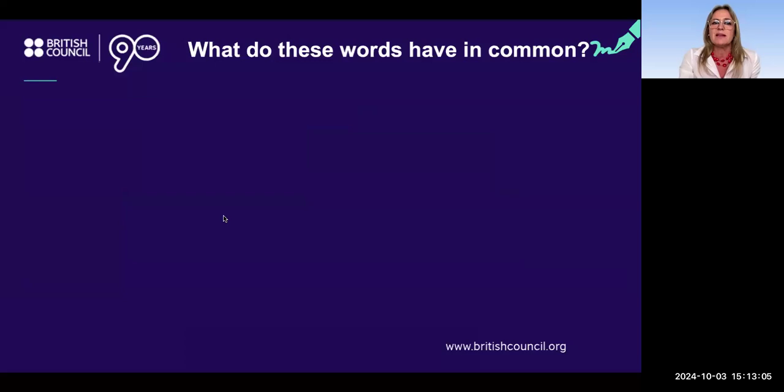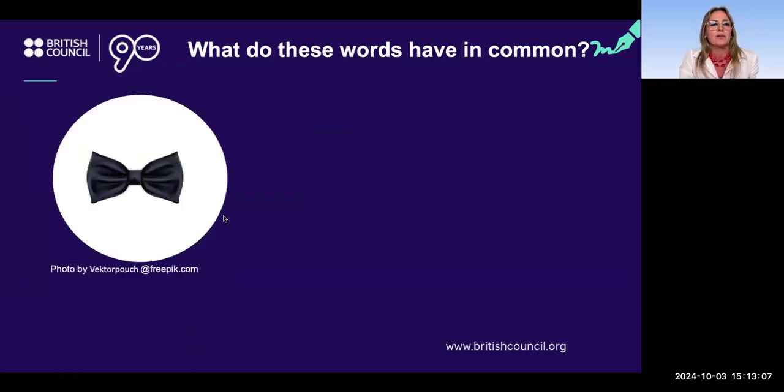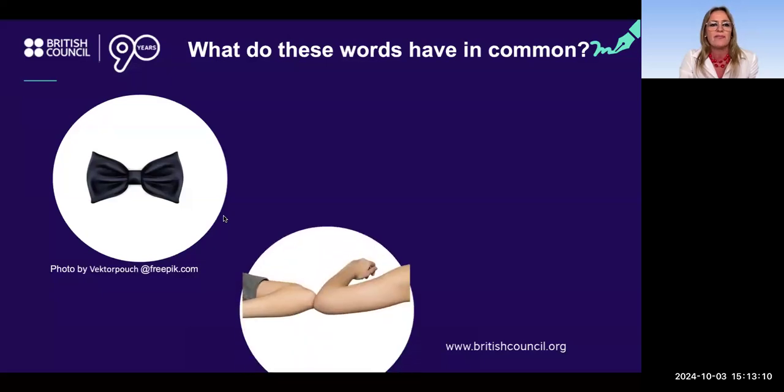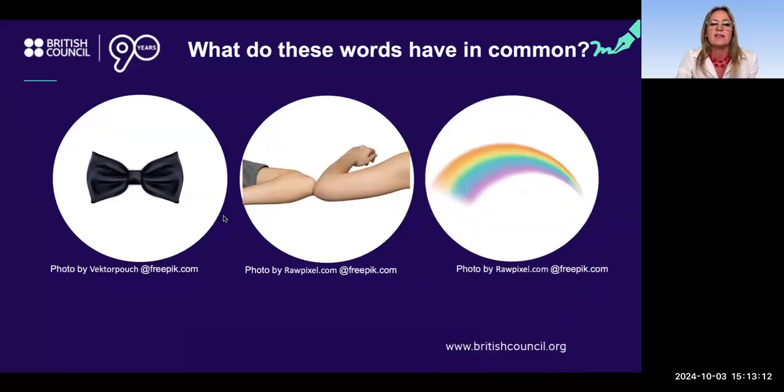Or again, let's see another one. What do these words have in common? Here we have a bow tie, elbow, and rainbow. Bow, yes, of course. Yes, the word bow is contained inside the names, joined by edges. One teacher says a curve. Yes, a line, a curve.